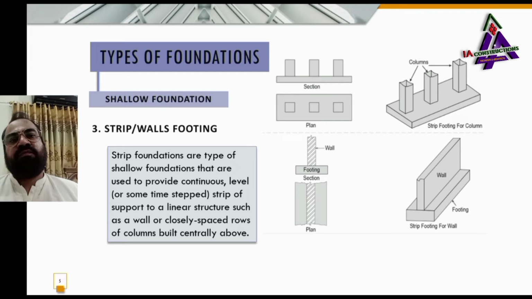Third type of shallow foundation is strip or wall footing. Strip foundations are type of shallow foundations that are used to provide continuous level or sometimes stepped strip of support to a linear structure such as a wall or closely spaced rows of columns built centrally above.